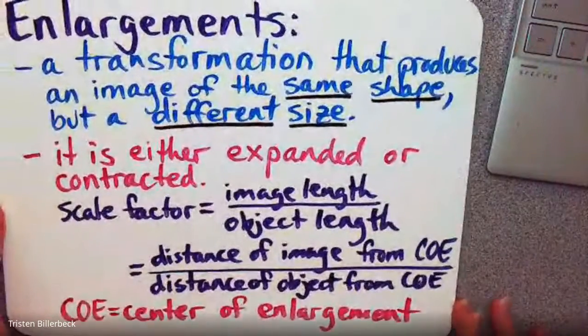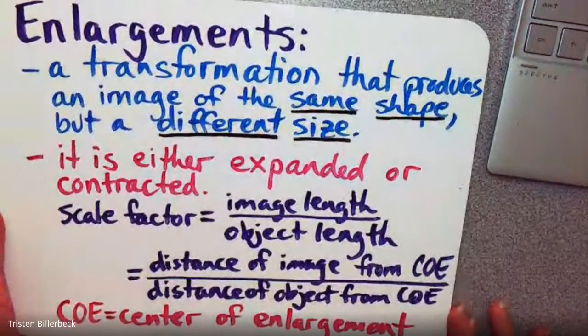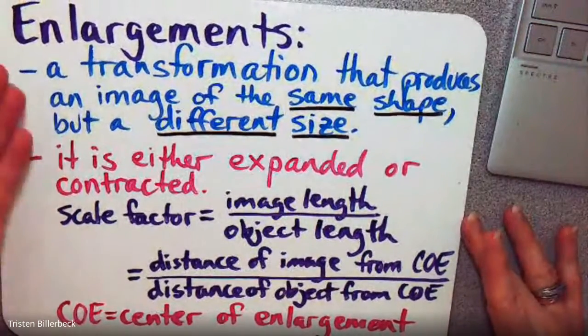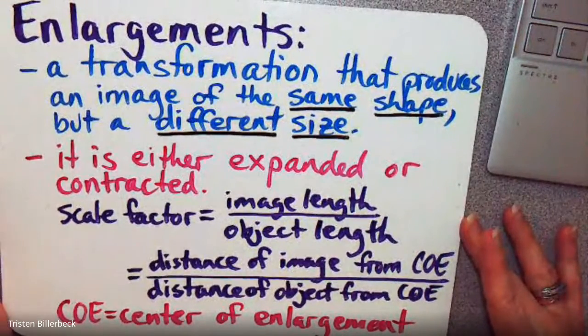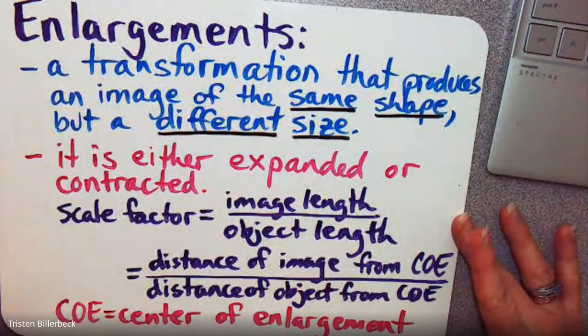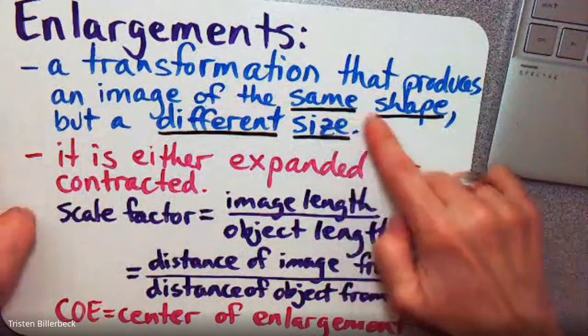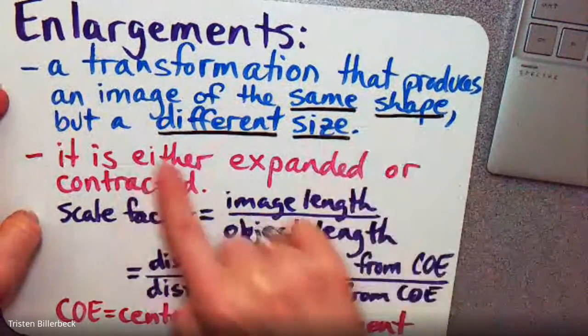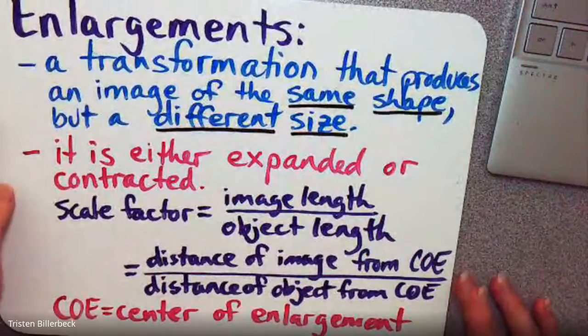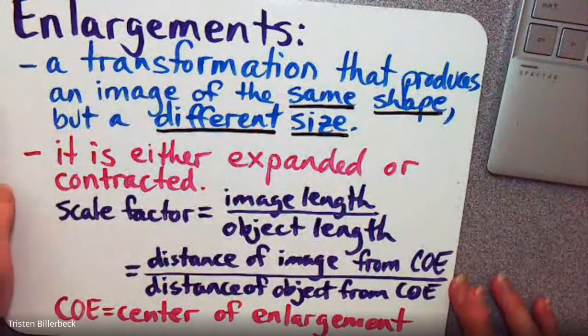Normally we think of enlargements as something that's getting larger, bigger. But the definition is a transformation that produces an image of the same shape but a different size. So that means it could get smaller, but it's still called an enlargement.